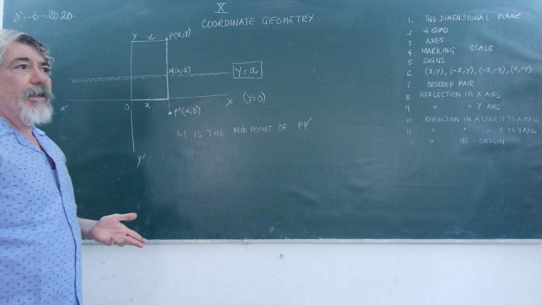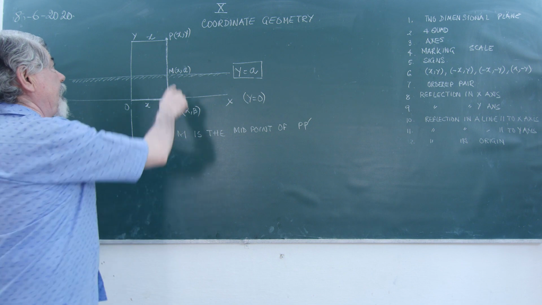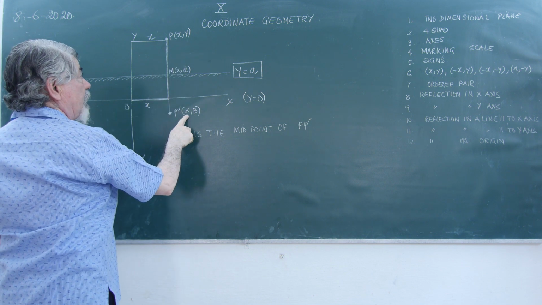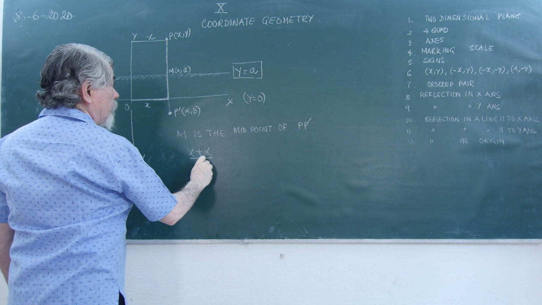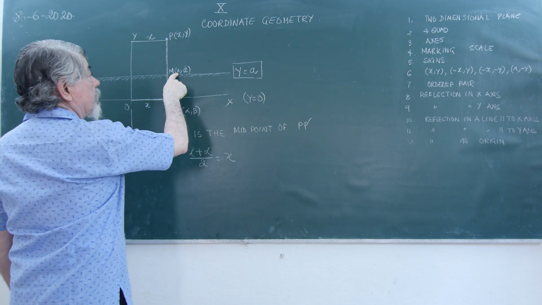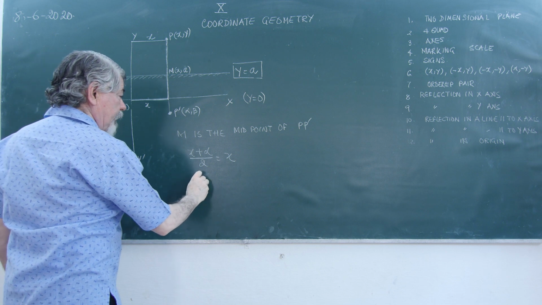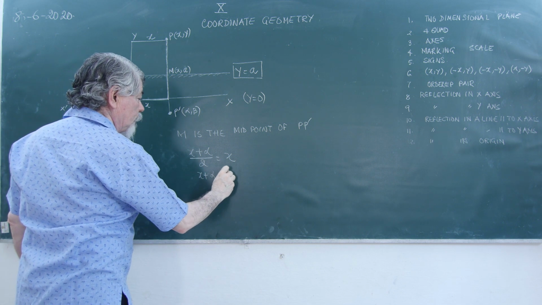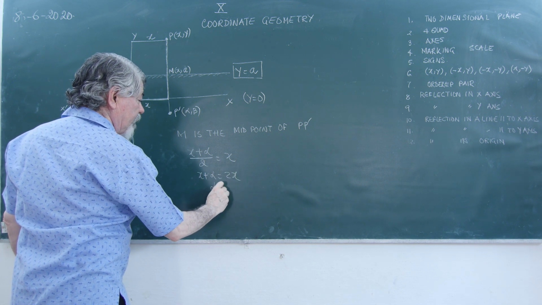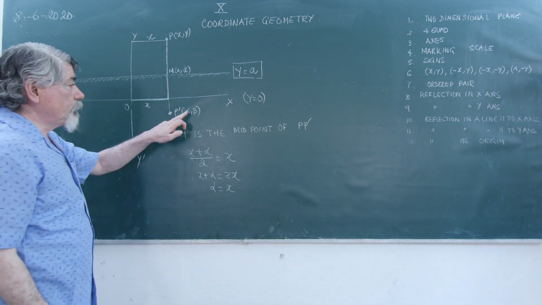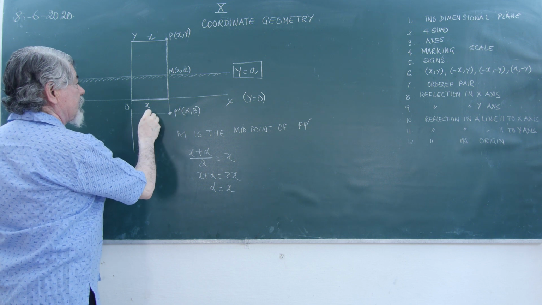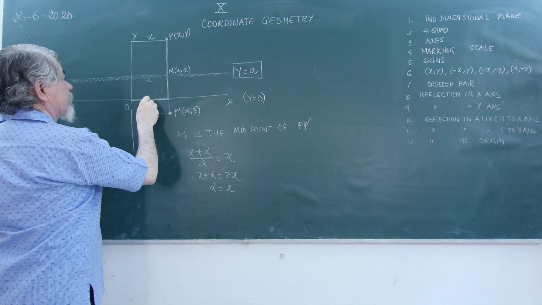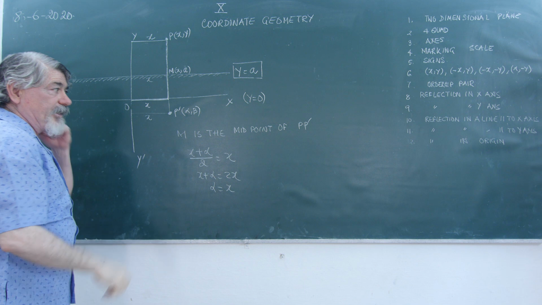Now let us apply the midpoint formula. (x plus alpha) divided by 2 will give you the x coordinate of M. So x plus alpha is equal to 2x, or alpha will be x. Of course, this point will be x because this distance is x only.